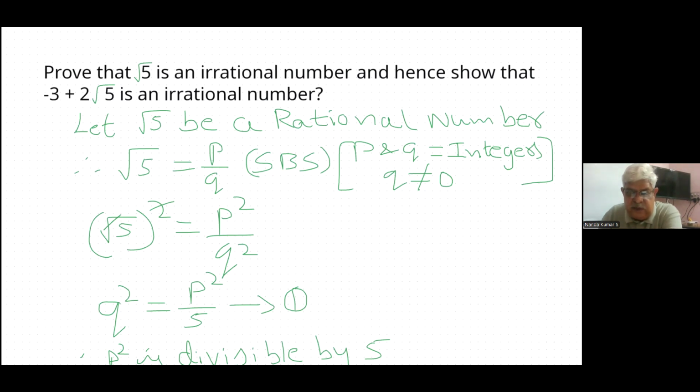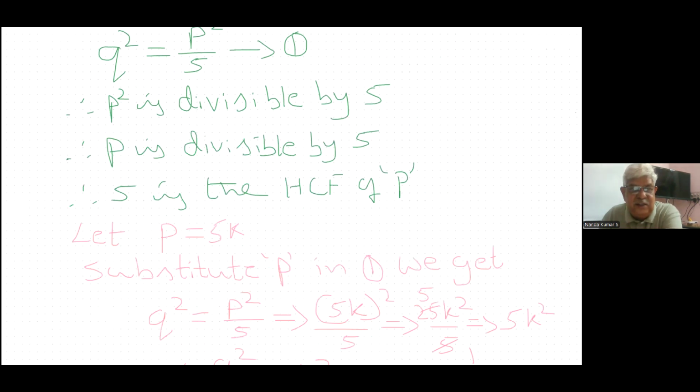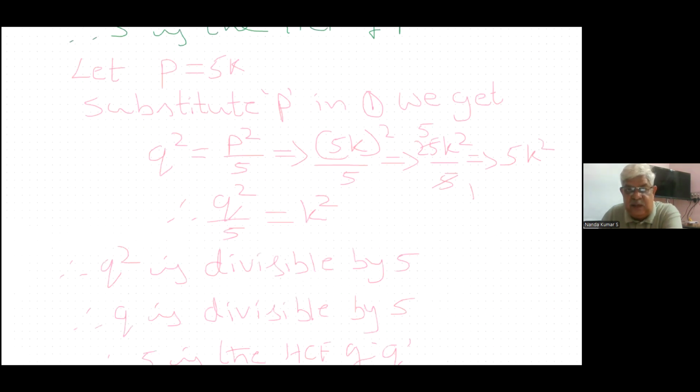As 5 is shifted from the left hand side to the right hand side, it came to the denominator and I called it equation number 1. Now, my dears, p square is divisible by 5. Therefore, p is also divisible by 5. Hence, we consider 5 as the HCF of p. Please be careful and conscious regarding the steps. Now, let p be considered as 5k.